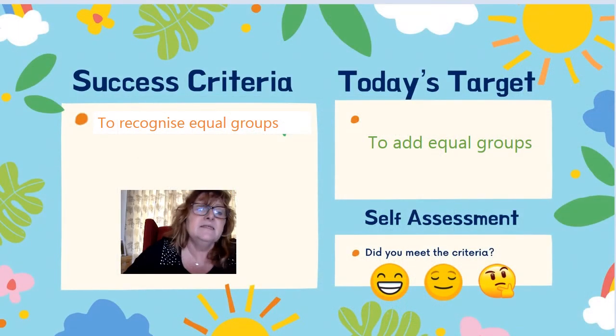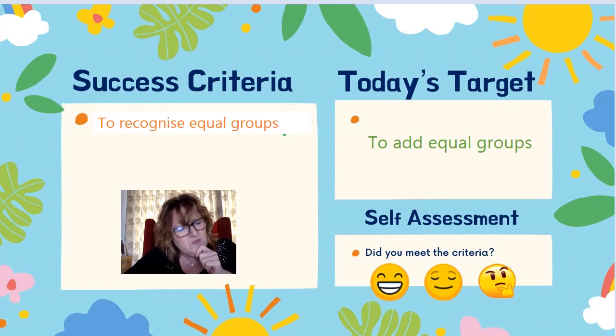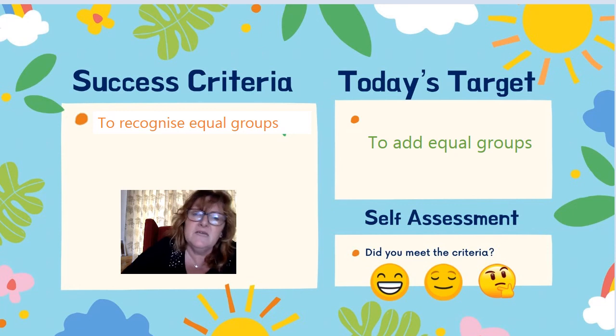Take a look at your work. Did you meet the success criteria today? Did you recognise equal groups? I think you're really good already now at recognising equal groups. And did you add equal groups? How did you get on with that one? If you did really well, give yourself a big smiley face. Maybe if you didn't, you maybe think I need a bit more practice. Give yourself a little smiley face. And if you need to think about it a bit more, perhaps go back and practice a bit more. Remember, you can go on Purple Mash and TT Rockstars to practice your numeracy work.